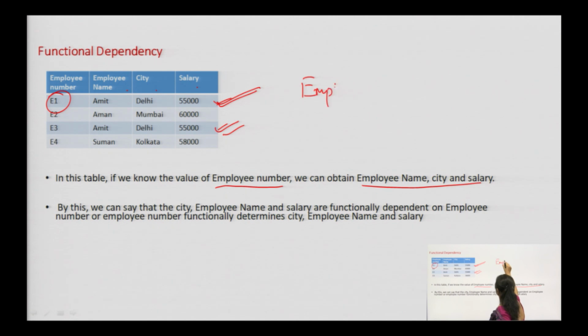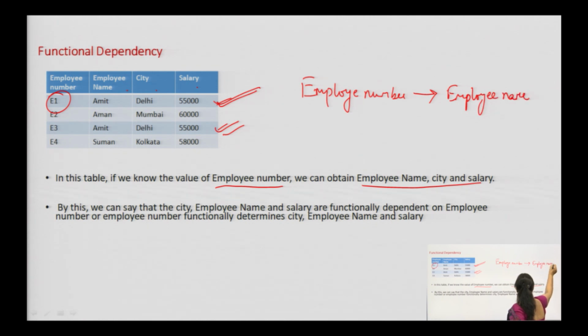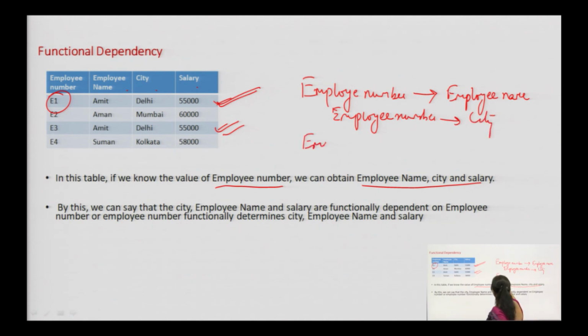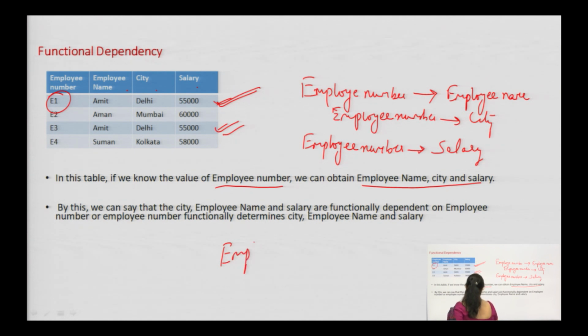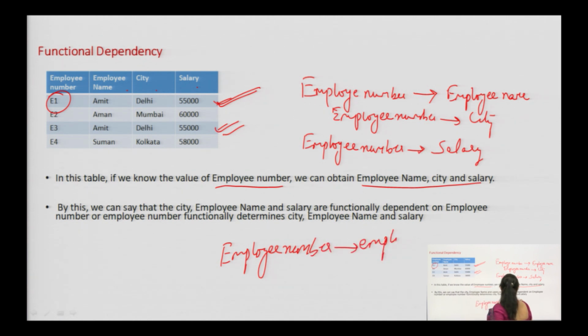We will say employee number determines employee name, employee number determines city and employee number determines salary, or we can also put it like employee number determines employee name, comma, city, comma, salary, and this is what a functional dependency is.